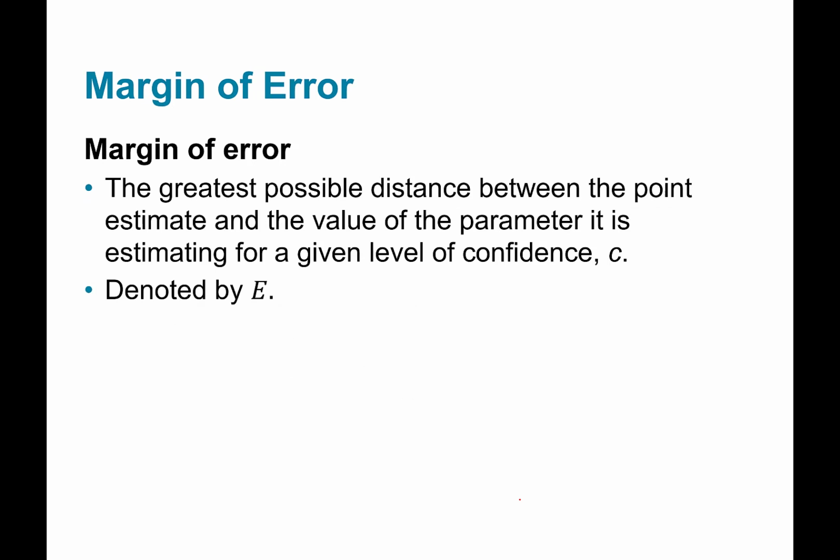So what we're going to do is use the margin of error instead. We're basically going to say, okay, to be some level of confidence C, whatever we decide how confident we want to be, what percentage of all the possible confidence intervals do we want to contain the parameter? So we're going to find the biggest possible distance between the point estimate and the value of the parameter. We're basically going to take that sampling error and, for a given level of confidence C, make it as large as we can. We're typically going to call this margin of error E.